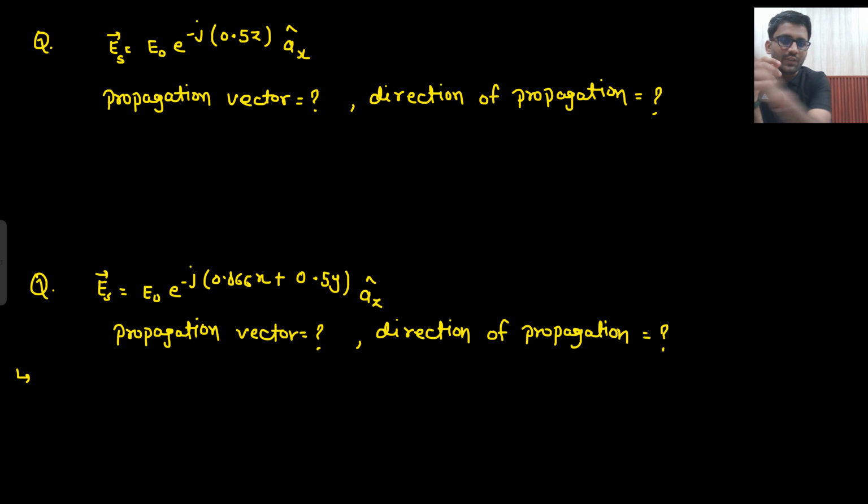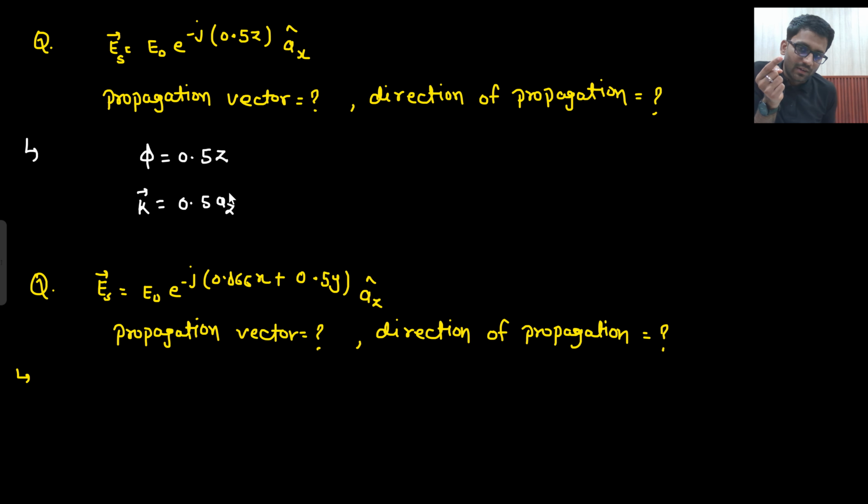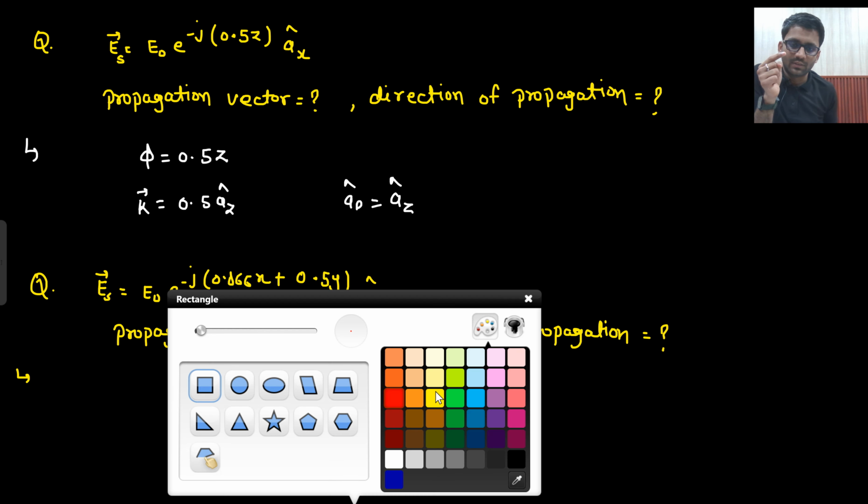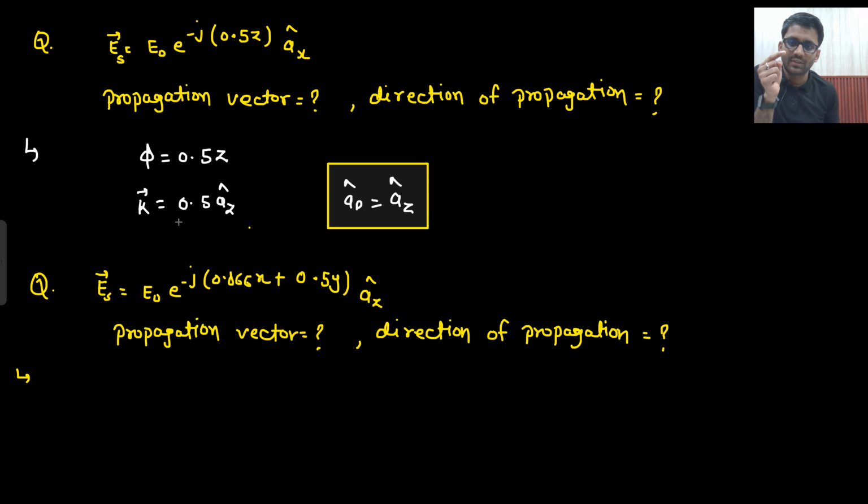Now one last thing. If ES expression is given and I ask you to find the propagation vector, then you know how to do it. We take E naught e to the power minus j something. That something we used to call phi. Then we used to take the gradient, and that gradient was known as the propagation vector. And the direction of propagation was the direction of this vector. The direction of this vector is AZ cap. So this was the direction of propagation, and this was your propagation vector.